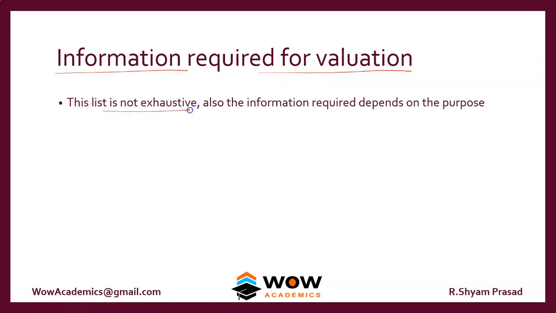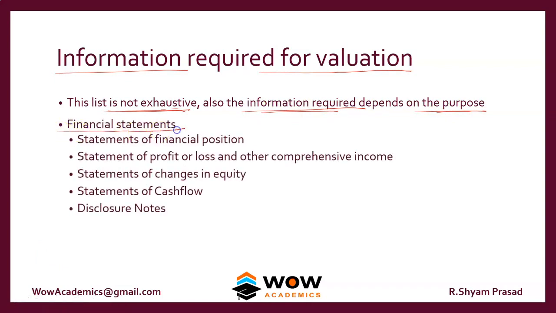So the list which we are going to discuss is not exhaustive, and there are various types of information that can be used to value a company. So we'll just see a few of them. One is the financial statement. We can use the annual report. From the annual report, we get the financial statements. Within financial statements, we have the statement of financial position, profit and loss, changes in equity, cash flow, and disclosure notes. With all this information, we have the numerical data.